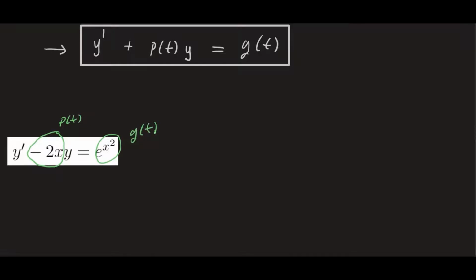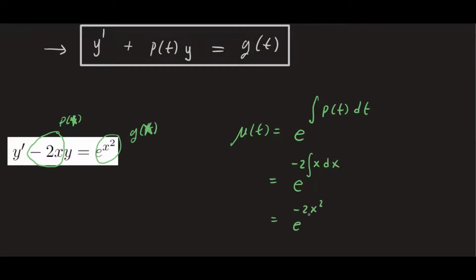Now that we identified them, let's compute mu of t. Mu of t is going to be e to the integral of p of t dt. Let's substitute p of t. We have e to the integral of, I'm going to pull out the negative 2 and then integrate x dx. Instead of t in this equation, our independent variable is x, which is totally fine, so we can relabel these p of x and g of x. Then if I integrate x dx, I have e to the negative 2 times x squared over 2.